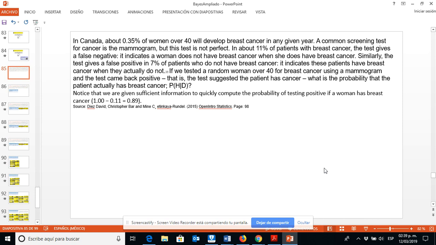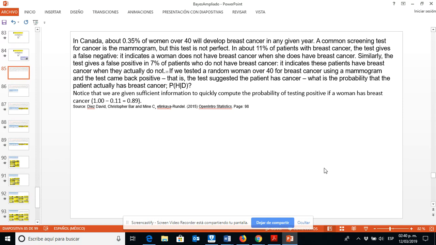And it says, in Canada, about 0.35% of women over 40 will develop breast cancer in any given year. A common screening test for cancer is the mammogram, but this test is not perfect. In about 11% of the patients with breast cancer, the test gives a false negative. It indicates the woman does not have breast cancer when she does have breast cancer. Similarly, the test gives a false positive in 7% of the patients who do not have breast cancer. It indicates these patients have breast cancer when they actually do not.